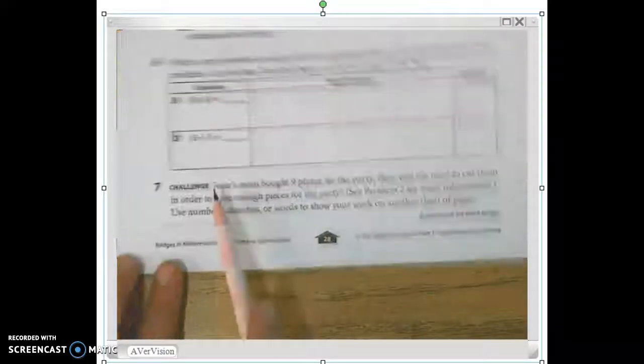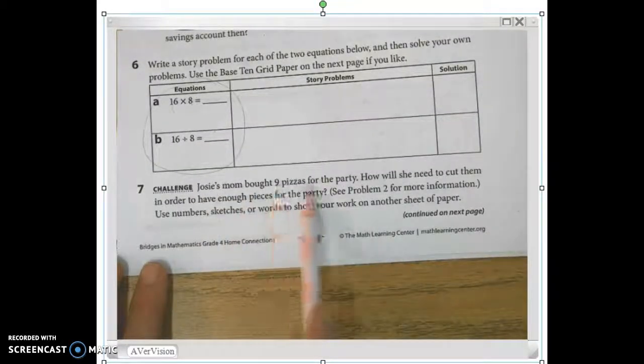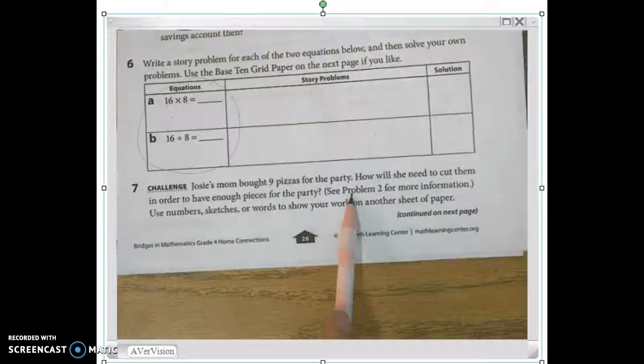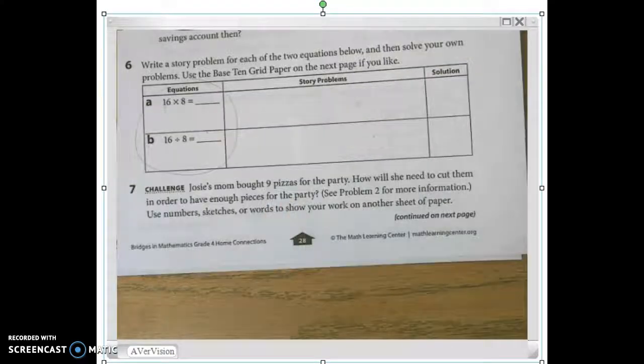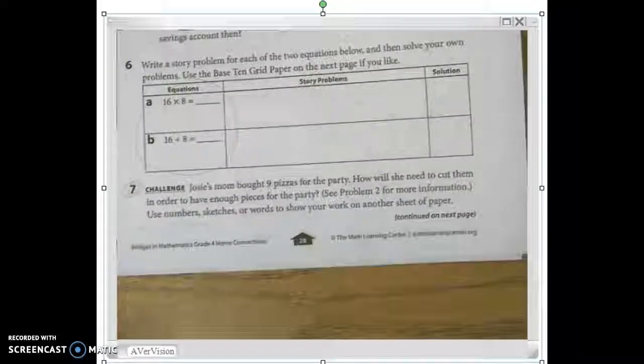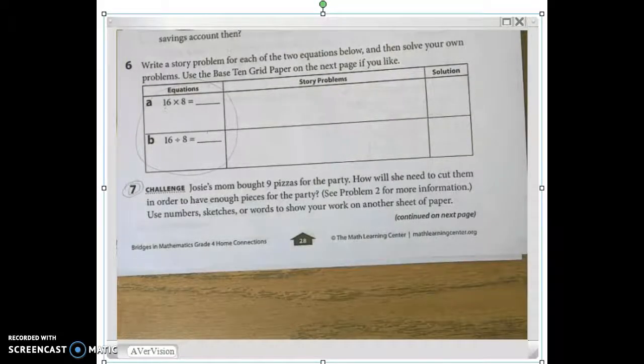Then number 7 is a challenge question. It's going to say, Josie's mom bought 9 pizzas for the party. How will she cut them in order to have enough pieces for the party? And it was a problem from number 2, so the party of people is going to be 24 kids, 9 pizzas. How many pizza pieces does each kid get? And this problem right here is going to help us dive into our next part of the unit.